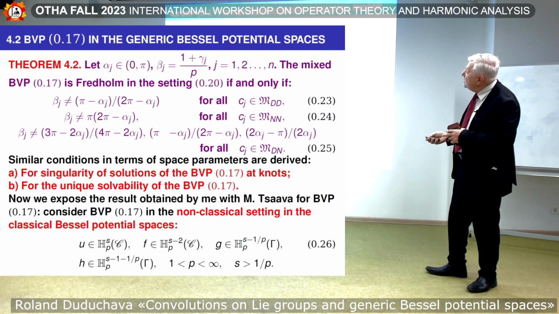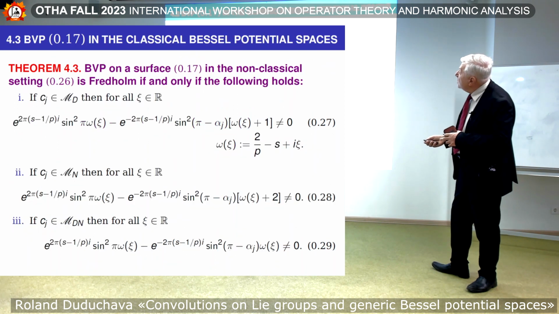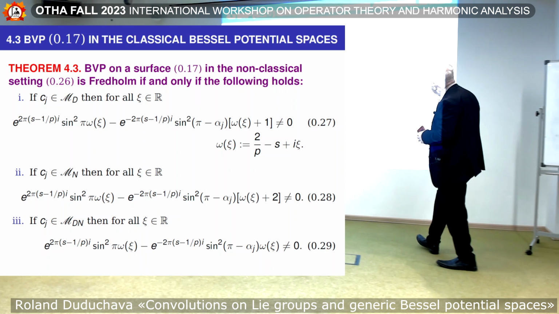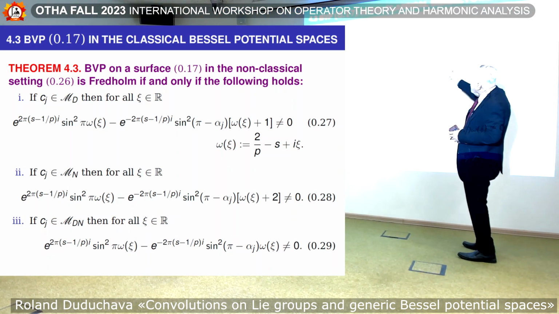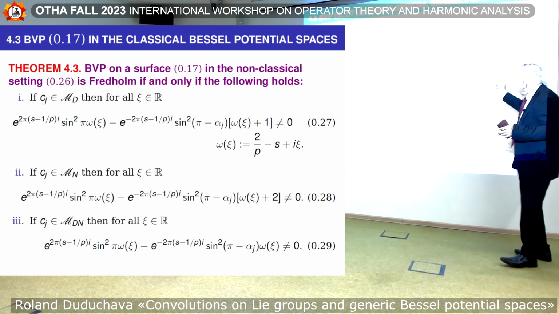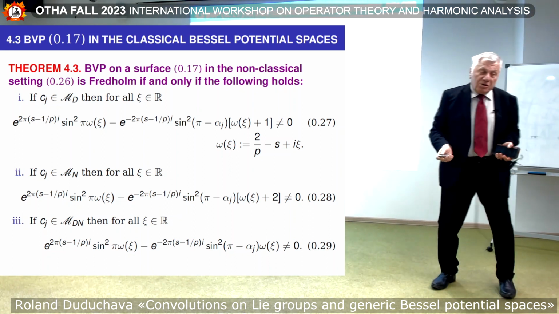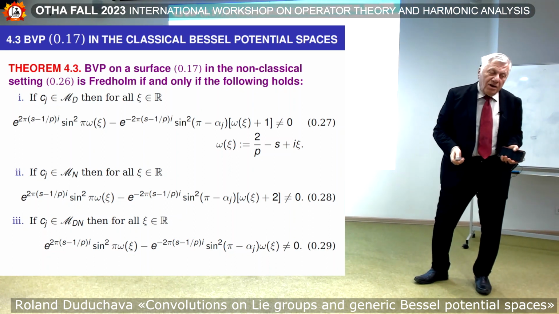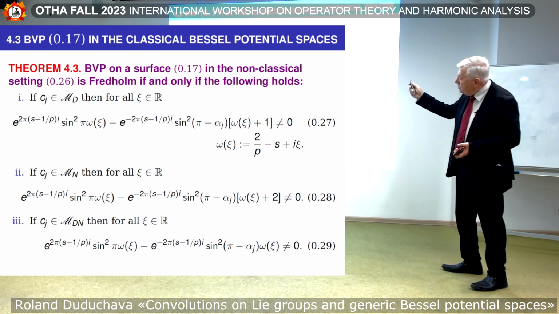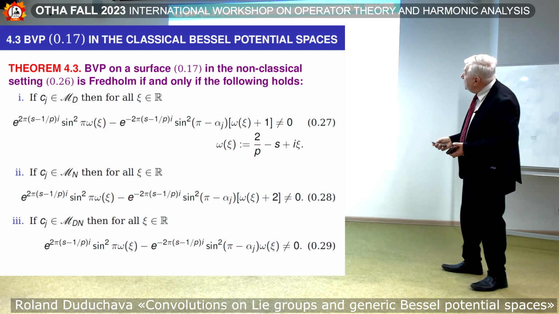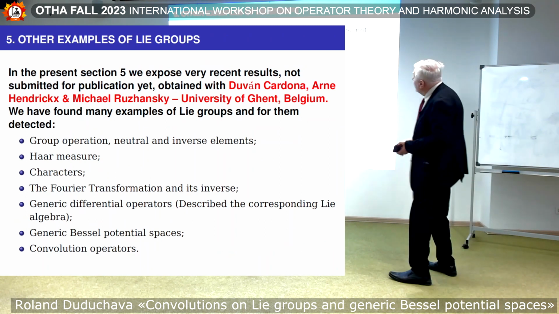But if we consider them in the classical Bessel potential space, then we have difficulties of this type. Then the condition of Fredholm property is that this function must not be zero. So you can find it only approximately. The Fredholm condition and the invertibility condition. That's in the classical Bessel potential space. But in the generic one, you see, it was found very, very explicitly. Okay.